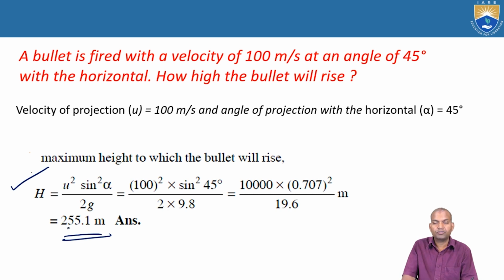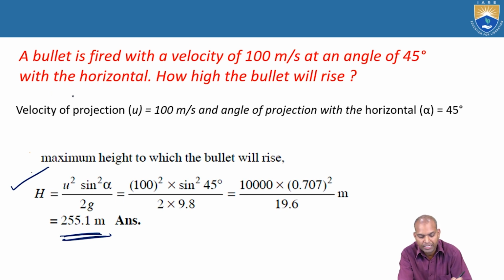The maximum height to which the bullet will rise is u square sine square alpha by 2g, with u equal to 100 and alpha equal to 45. Substituting over here, the obtained height is 255.1 meters. So with a velocity of 100 meters per second and an angle of inclination of 45 degrees, if we fire the bullet, what will happen? It will reach the maximum height.